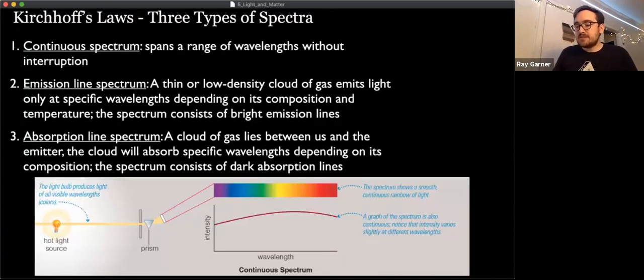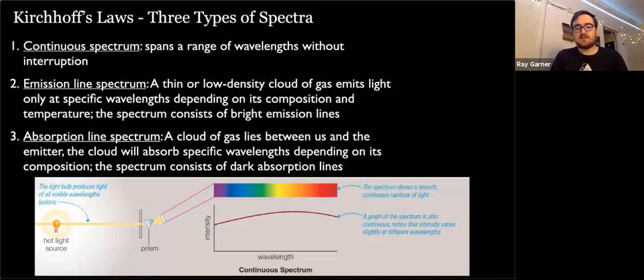So there are three different types of spectra. These are known as Kirchhoff's laws. Kirchhoff is a very busy guy. He also had 3 laws for electrical engineers. So he really got around with his laws.